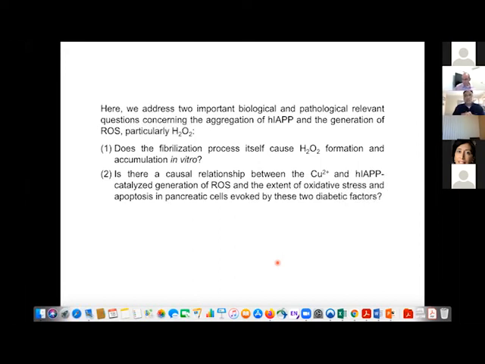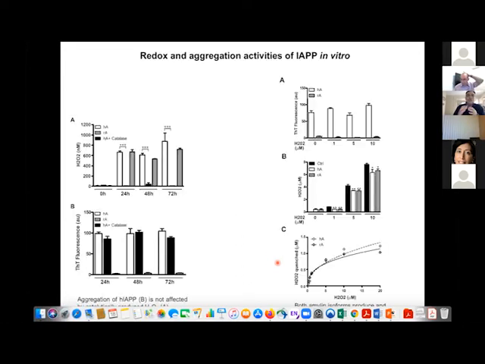Here I would like to address two biologically and pathologically relevant questions. First, does the fibrillation process itself cause ROS formation and accumulation, at least in vitro? And is there any causal relationship between copper- and amylin-catalyzed generation of ROS and apoptosis of pancreatic beta cells, which are two primary features of type 2 diabetes mellitus? So first, we embarked on studying amylin aggregation and oxidative properties in the absence of copper, to establish a baseline for our studies, and then compared them in the presence of copper.